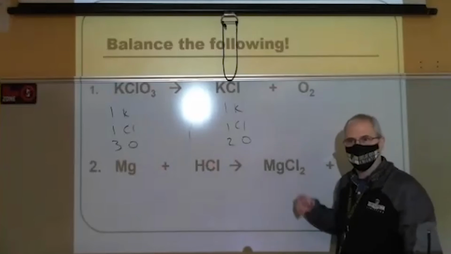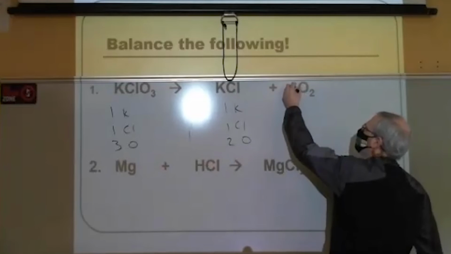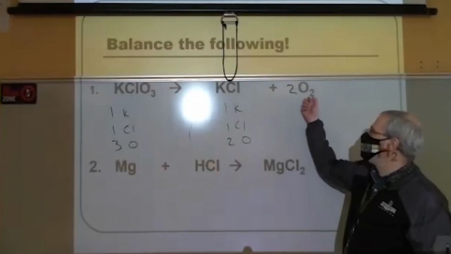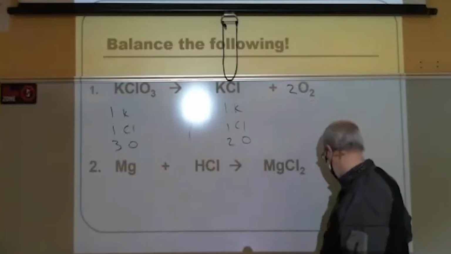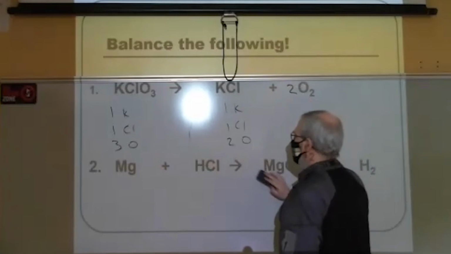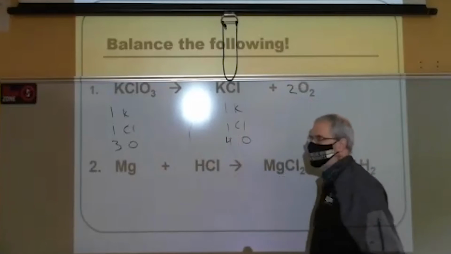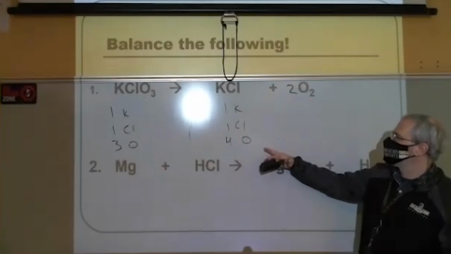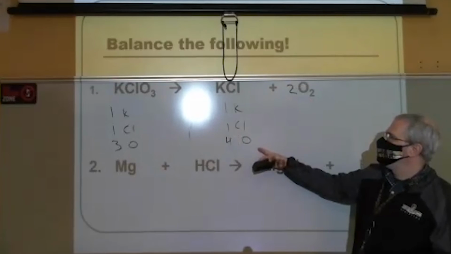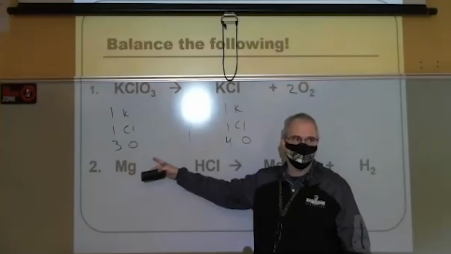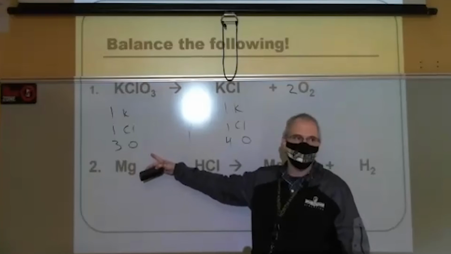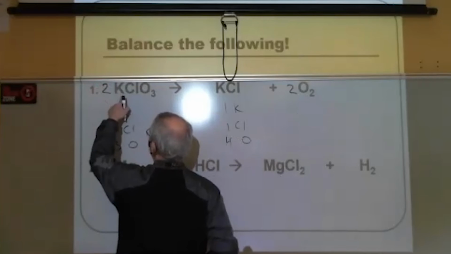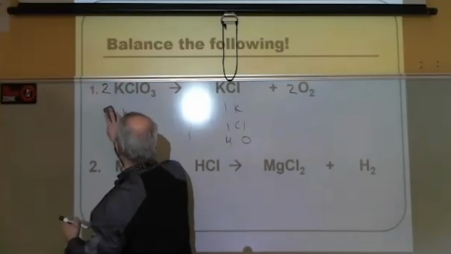The only way I can get more oxygen is with more of these. So instead of 1, now I have 2. Then I have to do another atom inventory and sort it out. So this gives me 4 oxygen. Well, now I need more over here. The only way I get more oxygen over here is by changing my coefficient. So now instead of 1, I have 2. That's going to change all these numbers for me.